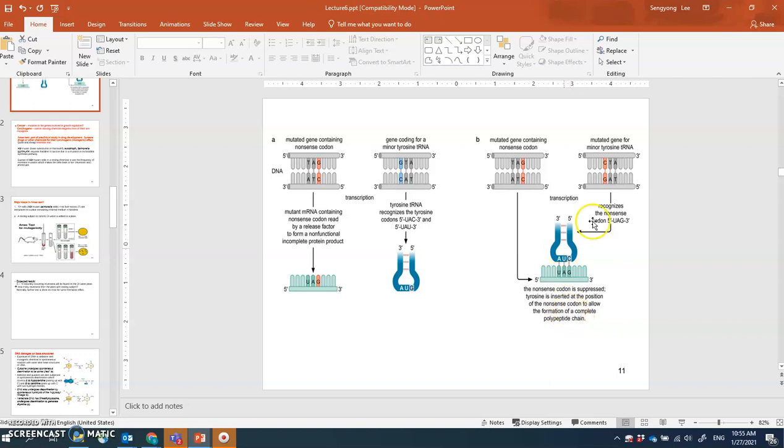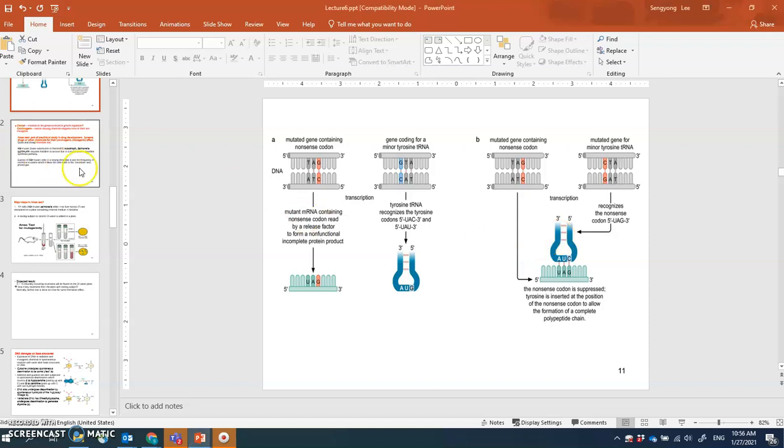So I was in the middle of explaining this diagram again. The key is, yes, the mutated tRNA can recognize the stop codon, then the translation will continue. At the 3' end of this tRNA, there will be an amino acid attached to it, so it's going to be delivered, maybe tyrosine, whatever that will be. So the translation will continue, and the nonsense mutation will be suppressed by the secondary mutation on the tRNA. That's what it's showing you.